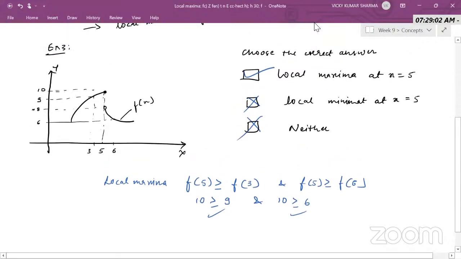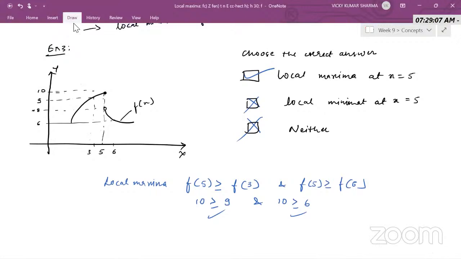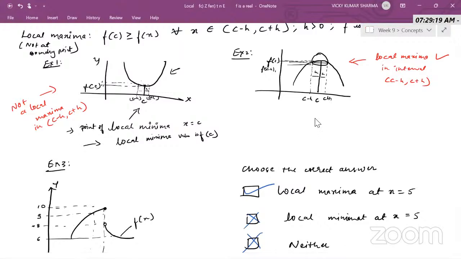Then for the second graph, what is the minima? Here there is no minima. Basically, I'm not fixing my value here. As I told you, I'm not discussing boundary points. Boundary points means the ending points, these endpoints. So I'm not discussing them anywhere.